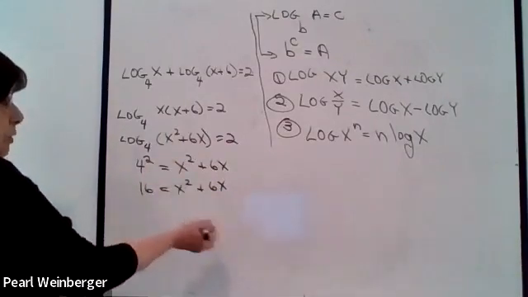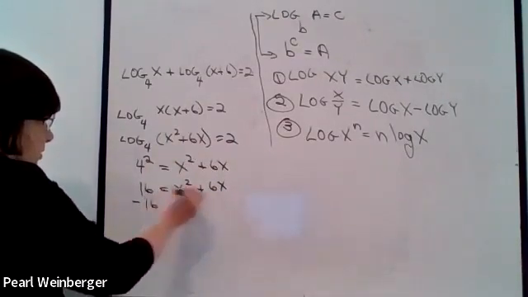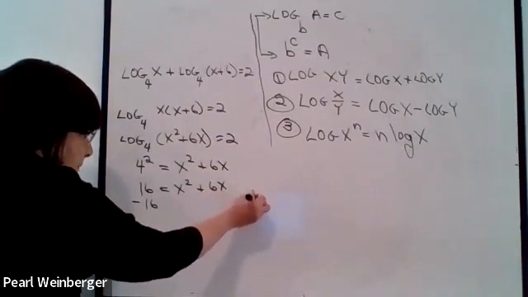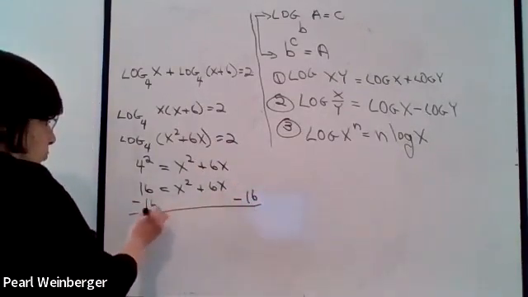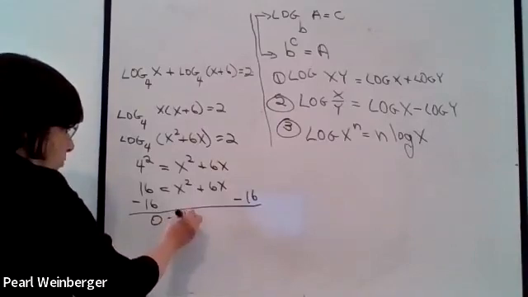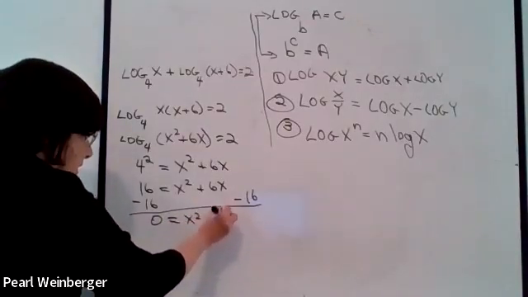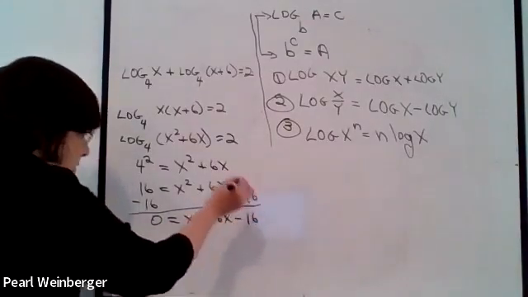And again, this is a quadratic equation. I'm going to bring the 16 to the other side. So I'll get 0 equals x squared plus 6x minus 16.